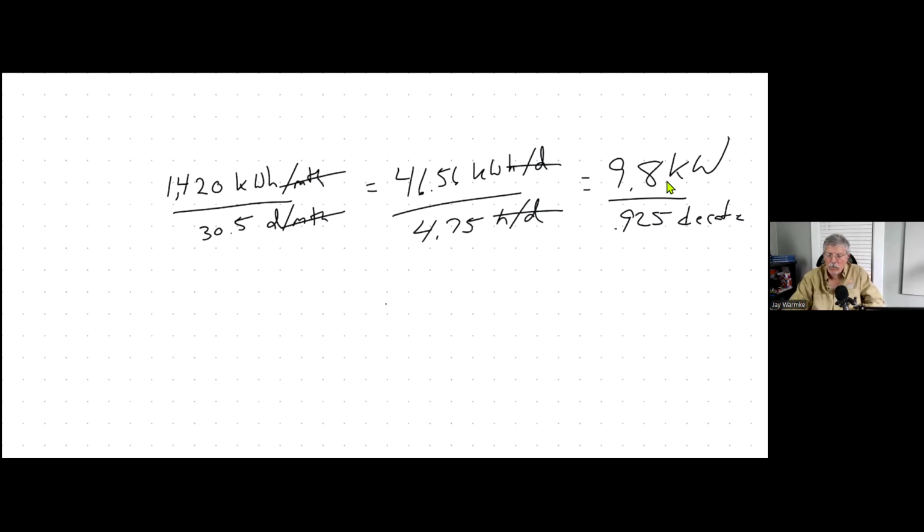Okay, so I take 9.8 divided by 0.925, and I get 10.6. So I need a 10.6 kW array. All right, so that's how you figure out the size of the array that you need.